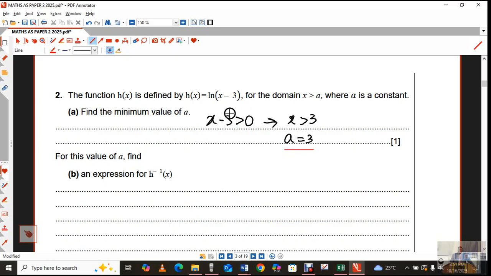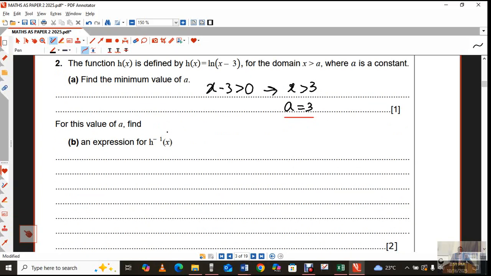Values that are greater than 3 will make this able to exist. Right. Then they say find, for this value of a, the expression for the inverse of that function. So what I'll do is, they want you to find the inverse.